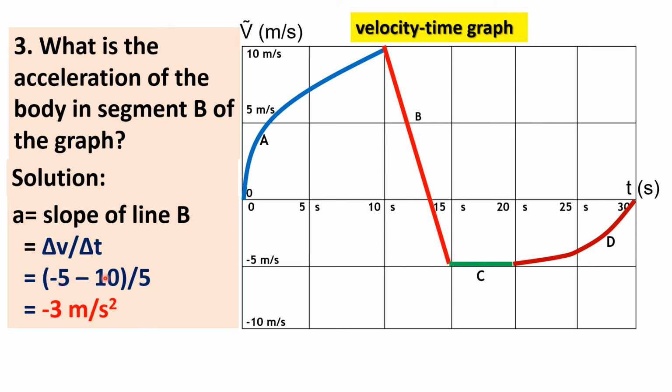The delta V, of course, is -15 meters per second. And the time interval here is equivalent to 5 seconds, that is 15 seconds minus 10. So overall, what we get is a negative acceleration, -3 meters per second squared. So that was quite quick and easy, isn't it?